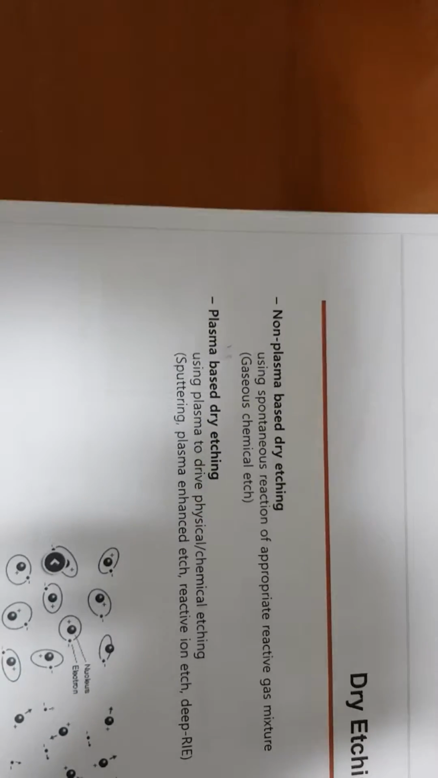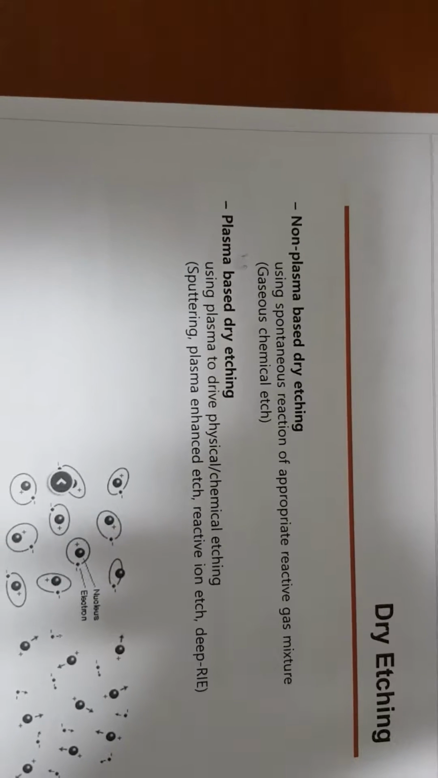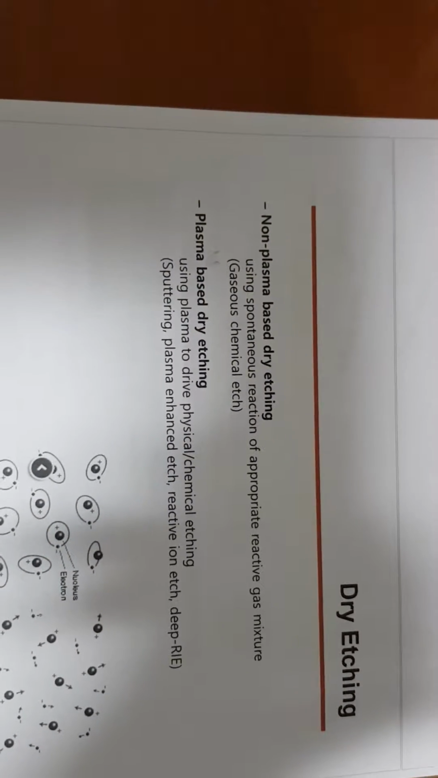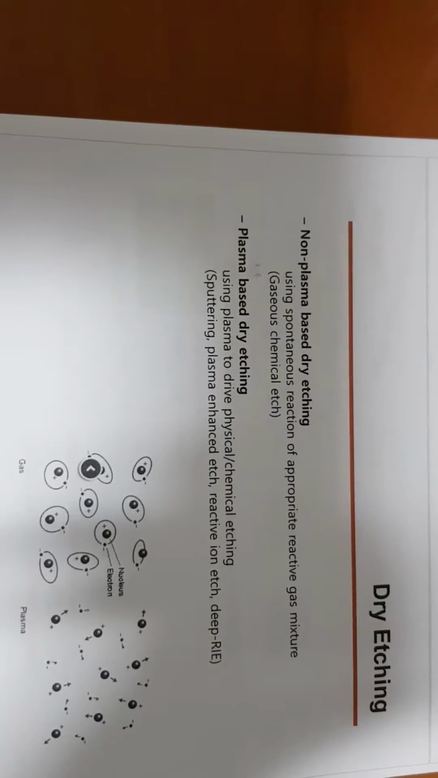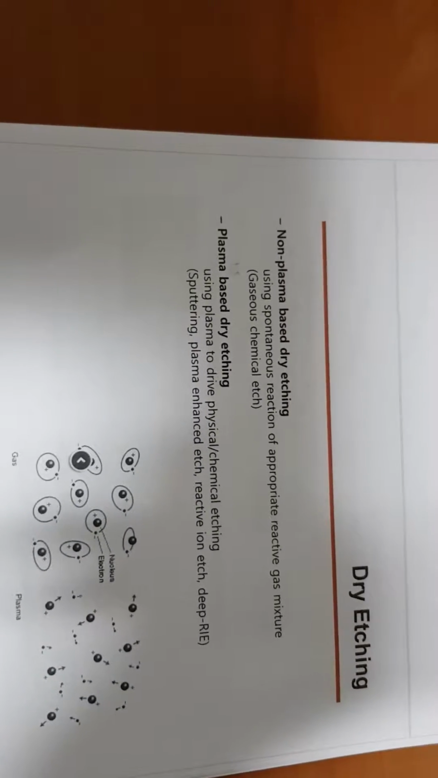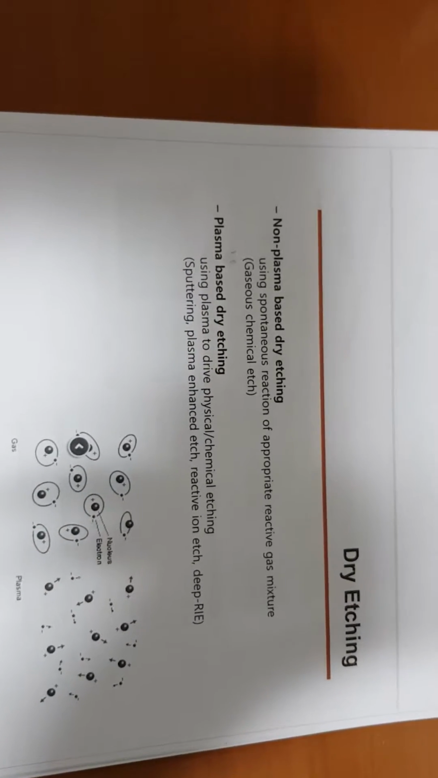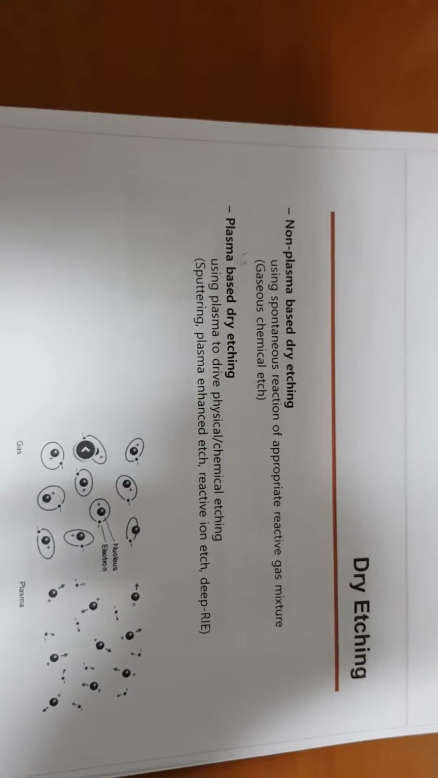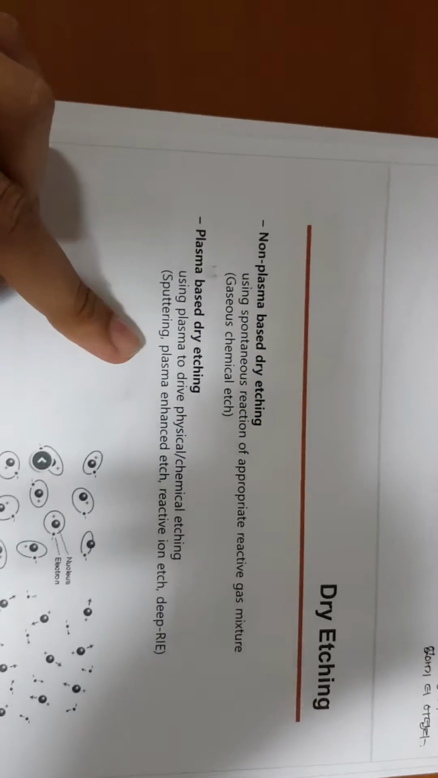And as I talked about before, there are two types of dry etching. One is non-plasma based dry etching using spontaneous reaction of an appropriate reactive gas mixture. And another is plasma-based dry etching using plasma to drive physical-chemical etching, such as sputtering, plasma enhanced etch, reactive ion etch, deep RIE. And I would like to deal with this later. Next page.